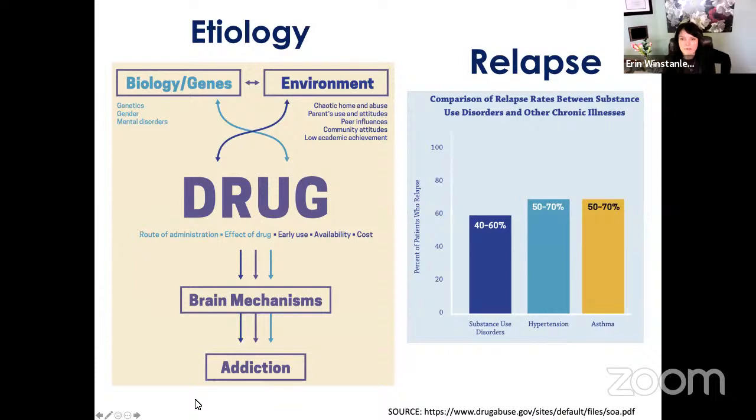The etiology of substance use disorders is really a complex combination of biology, genes, and environment, but also the route of administration, the effects of the drugs, early use, availability, and a lot of other aspects that lead to how it affects your brain and the development of substance use disorders. We do know that substance use disorders are a chronic disease and they have rates of relapse that are consistent with other chronic diseases like hypertension and asthma.